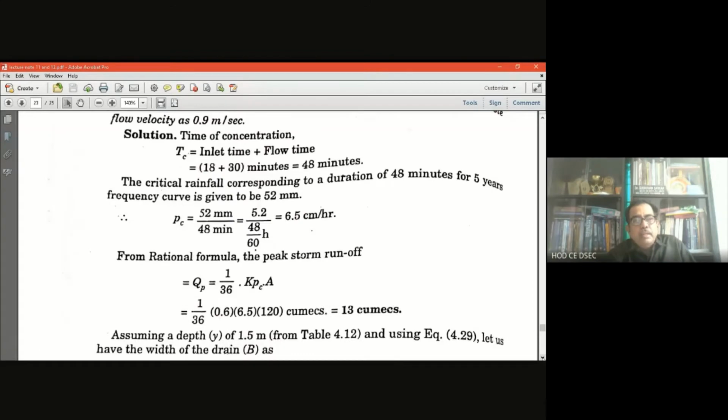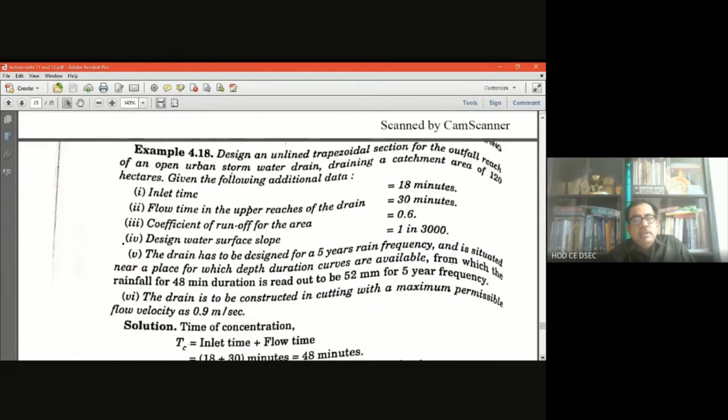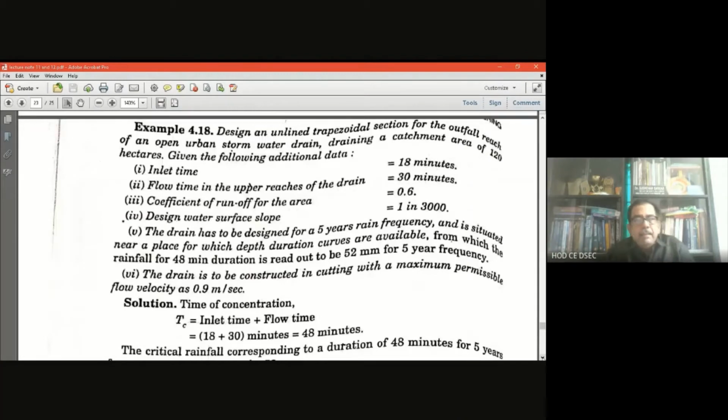First I will describe the question, a very important one that I must discuss in this lecture. Design an unlined trapezoidal section, that means an earthen trapezoidal section made by excavating the earth, for the rainfall for an open urban storm water drain. It is a problem of storm water drain, not sewer water. I am showing you how these open trapezoidal sections for urban stormwater drains can be designed.